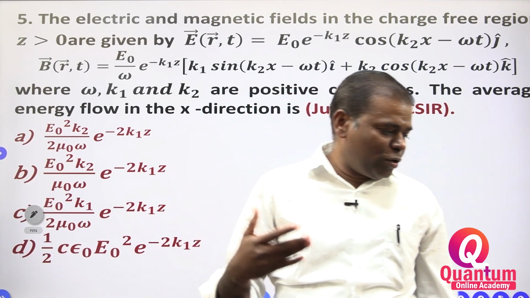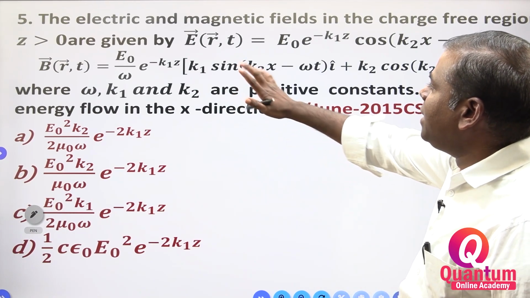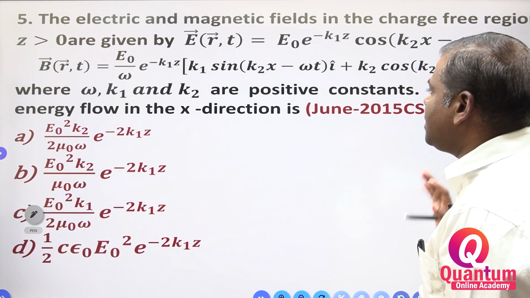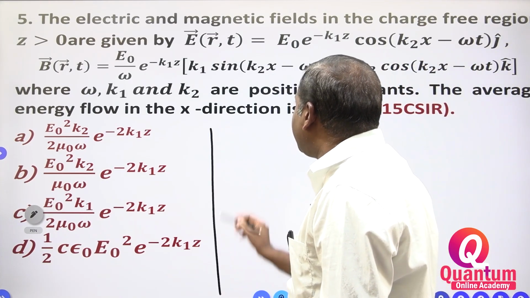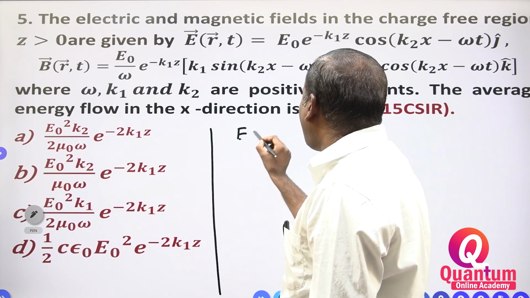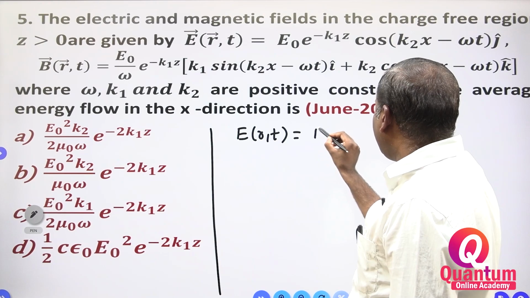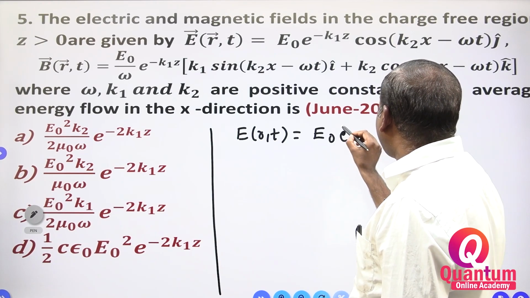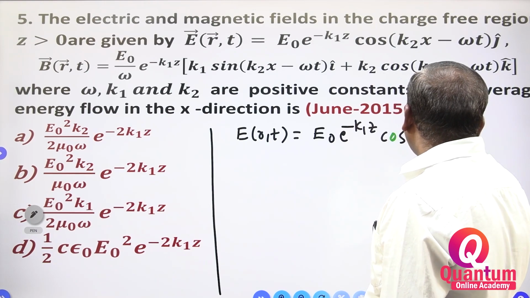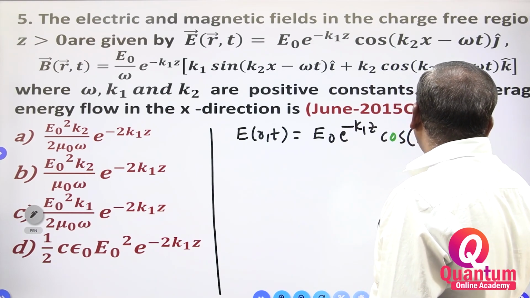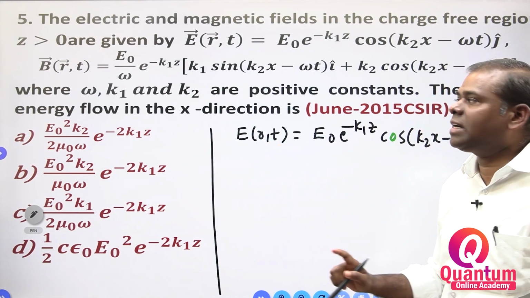Clear? Now we have to see the next one. What is the next one we have to see? Right. The electric and magnetic fields they are giving. What is the electric field they are giving? Once you have to see, E of R comma T is equal to E naught e to the power of minus K1 Z cos of K2 X minus omega T J cap. This is the vector, the electric field vector they are giving.